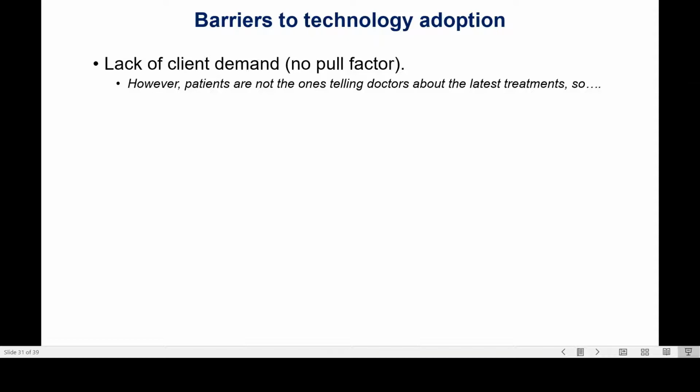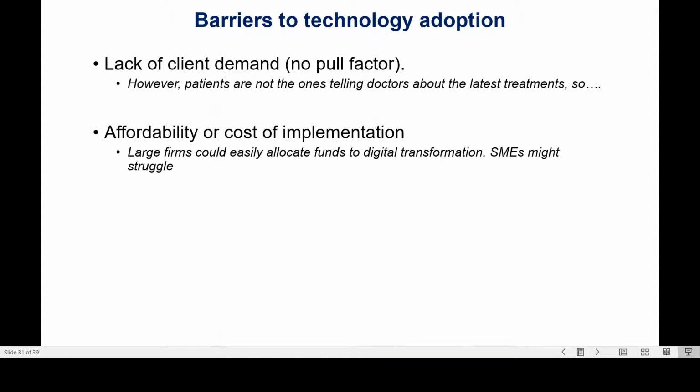You need to think about whether you want to go for this. So I think it's important for us as professionals not to wait for clients to ask for BIM or digital processes or digital transformation. We can lead the way and get this done. So although lack of client demand is indeed a factor, we can overcome this by being proactive. Affordability and cost of implementation is going to be a big issue because large firms can easily afford to digitize their processes, but the SMEs might struggle. In fact, they will struggle. Most of them do struggle without government support.